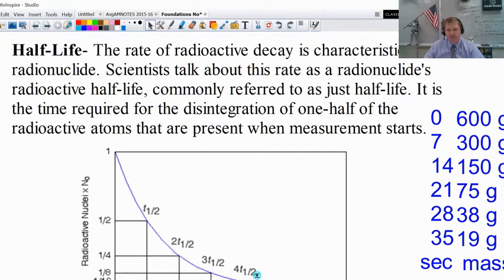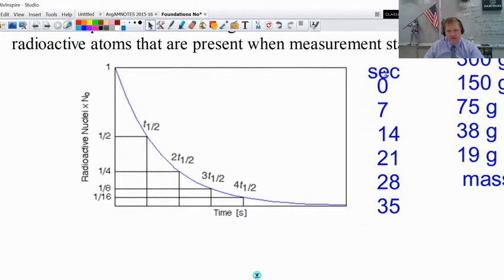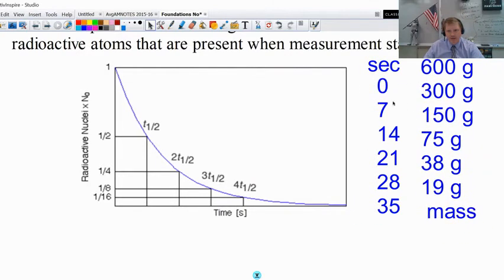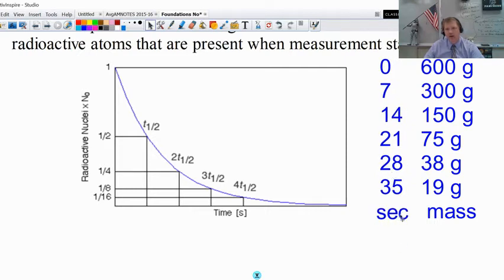And that's what's really interesting about half-life, is that it represents the amount that's lost. There's a time component, and that time component doesn't change, where the mass does change, and it changes by halves. It keeps dropping by a half.